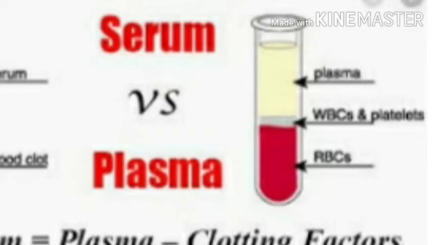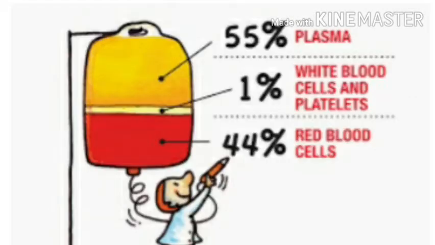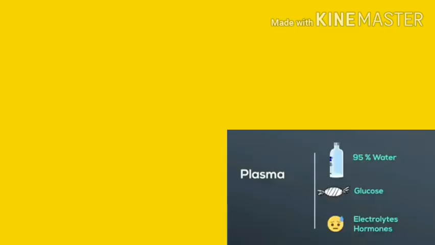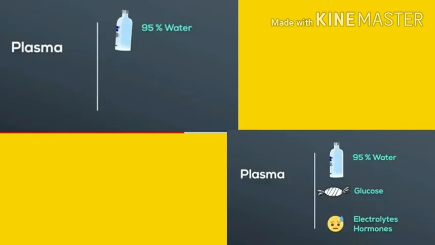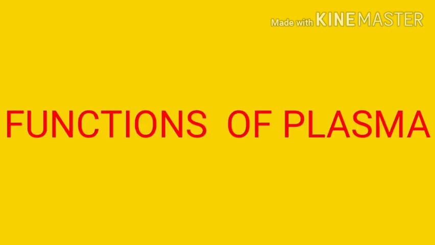Blood plasma is a pale straw colored fluid matrix or medium which constitutes about 60% of the blood. Blood plasma consists of about 95% water and 5% mixture of different types of molecules.